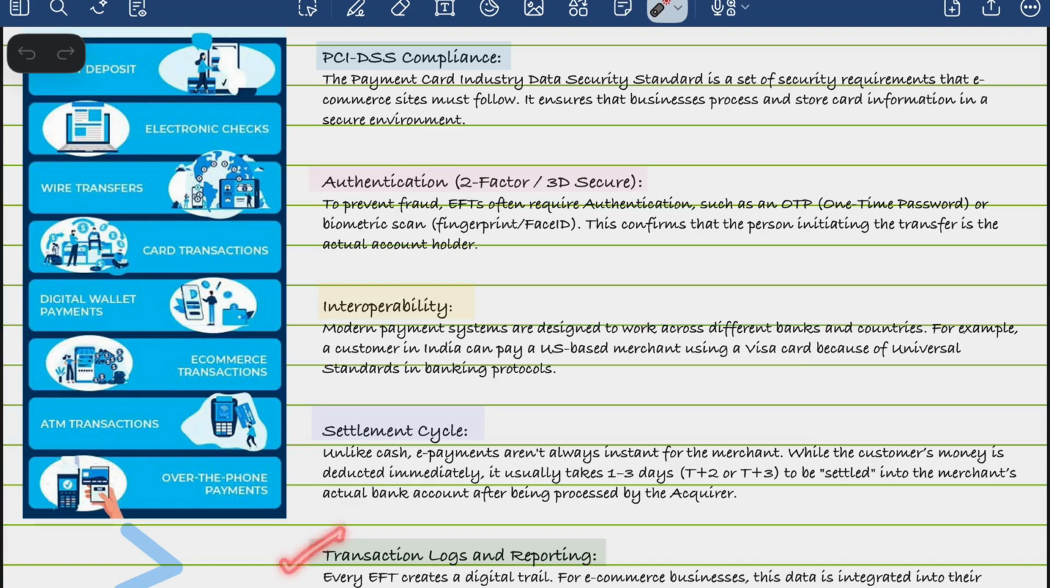And then another feature is transaction log and reporting. Every digital transfer creates a digital trail. All right, it creates a permanent, unalterable digital trail. This transaction log plugs directly into the platform's e-business backend and makes it incredibly easy to track daily revenue and handle customer refunds. It also simplifies accounting. That is why it is a very important feature to have in transaction log and reporting.